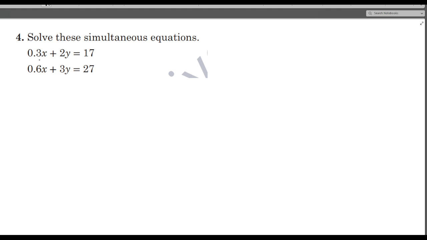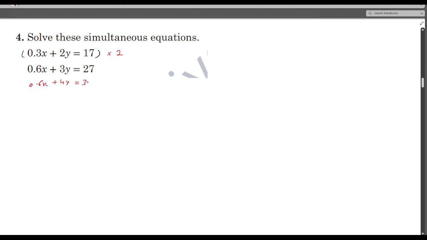So what we do, we have to make the coefficient of either x or y same. So if you see, if I multiply this equation by 2, my coefficient of x will become same. So better I multiply this first equation by 2. So I have 0.6x plus 4y is equals to 34. Now we can subtract. Okay, we can subtract. So 0.6x minus 0.6x, here I will get 0.